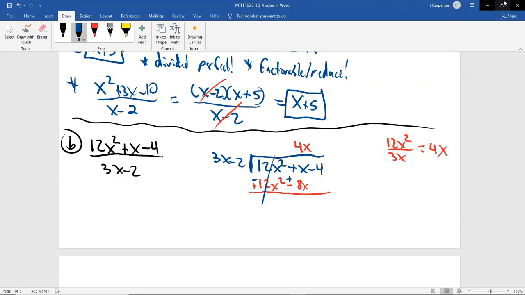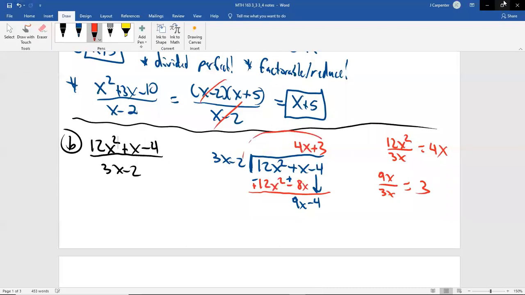The first terms will cancel as they should. So that'll be a 0x squared. The x plus the 8x is a 9x. We bring down the minus 4. Now we're going to divide again. The 3x and the 9x. So we get 9x divided by 3x, which is 3. I cannot just put a 3 here. I got to put the plus there. That's mandatory. Then we take this 3 and I did not show that distribution very well.